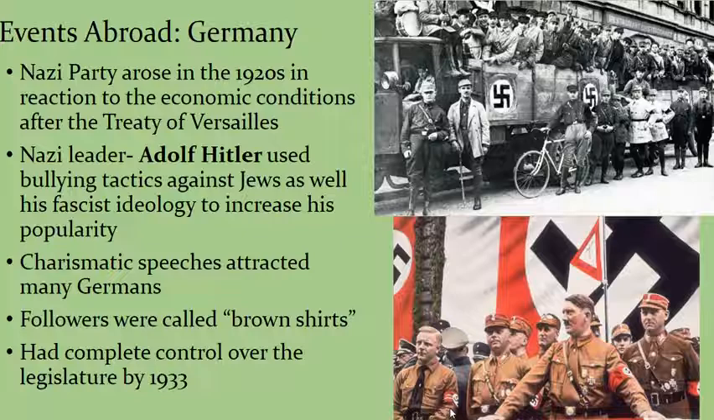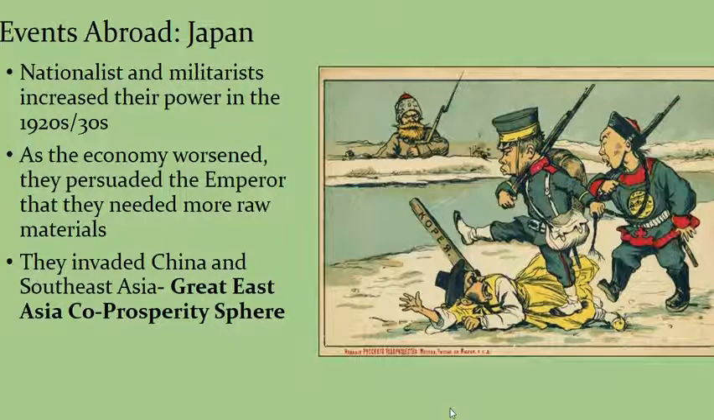By 1933, the Nazi Party has complete control over the legislature, and they are in control. For the most part, people are supporting him willingly. That's very important to understand. There were people in opposition, but remember, as part of these fascist governments, if you speak out against the government, your life is threatened. That's important to remember as well.